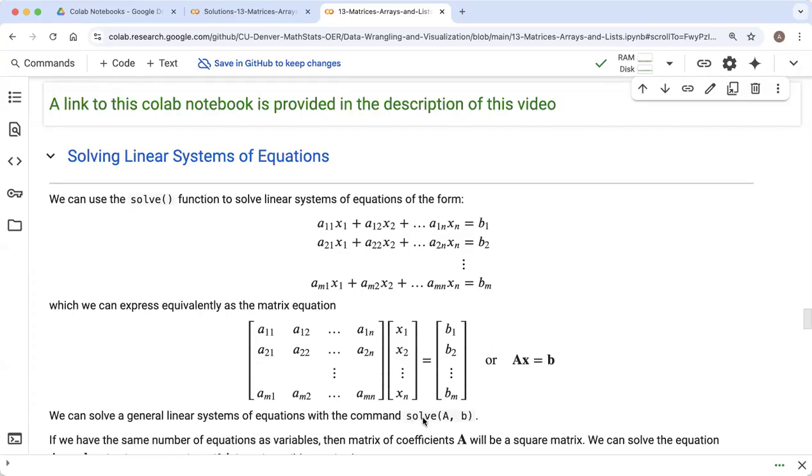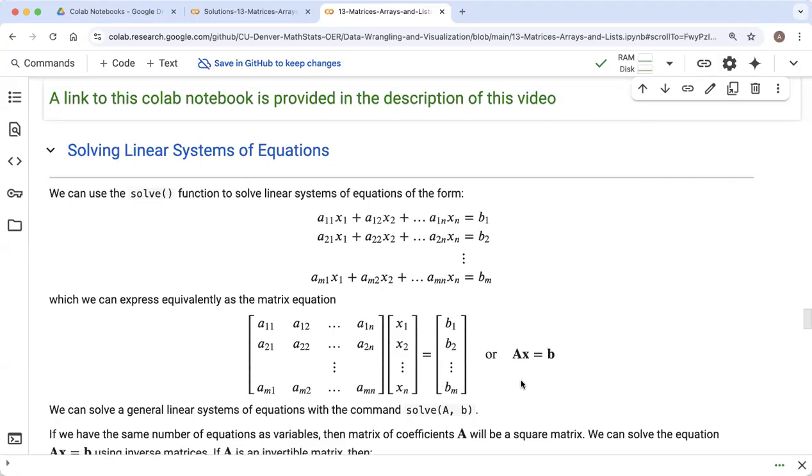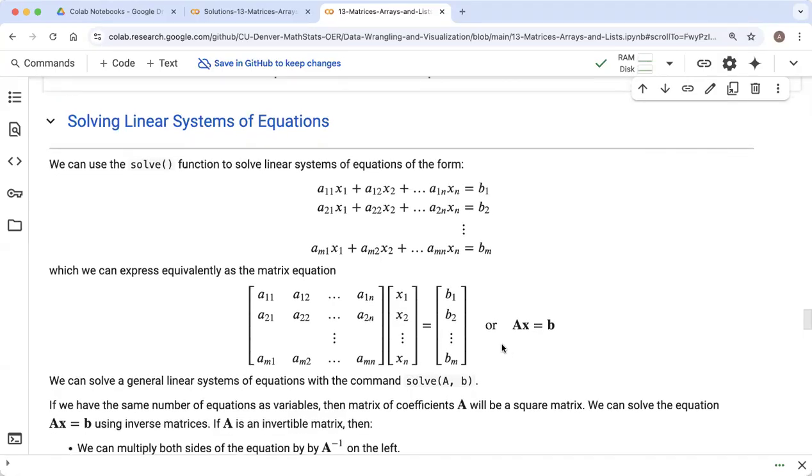And this matrix equation, AX equals B, is exactly of the form where we can use the solve function in base R to find a solution to a matrix equation. So what we enter is the coefficient matrix A on the left side, and the column vector of constants on the right side, column vector B. And then when I run this command, it's going to find the column vector X that satisfies this equation. So that's one way that we can solve a system of linear equations using this solve function.